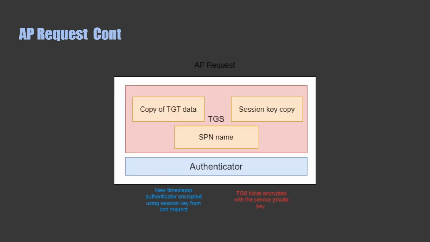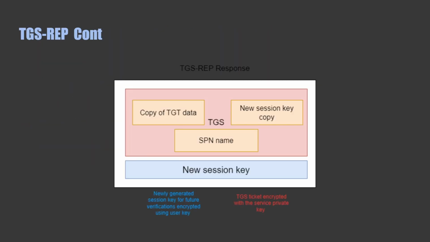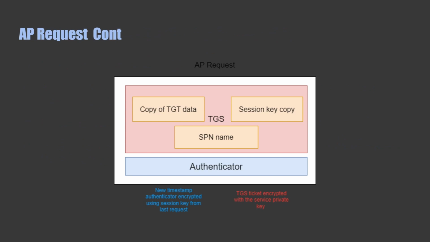So the application request. The AP request will send a TGS ticket and it will send an authenticator. This time, the timestamp is encrypted using the session key from the last request, and as already explained, the session key from the last request is stored inside the TGS ticket. So the only way that's going to be decrypted is by the service. If this is tampered with in any way during transit or something's gone wrong, it's not going to be able to decrypt it, and it's going to be invalidated that way.